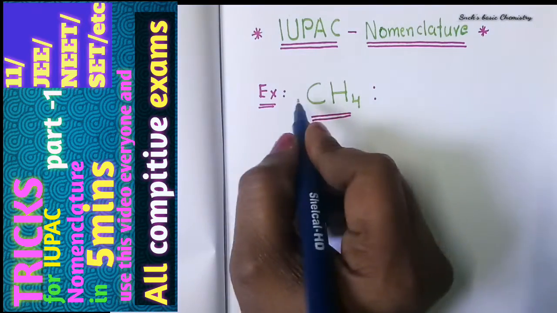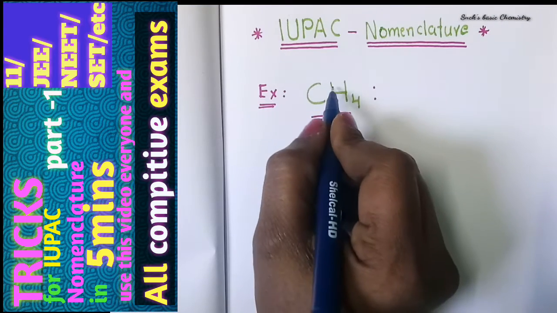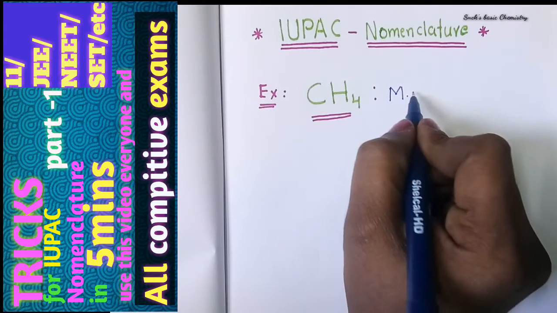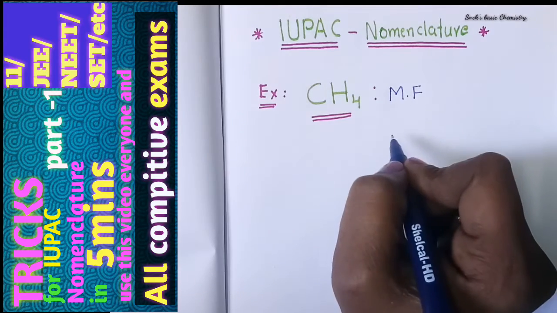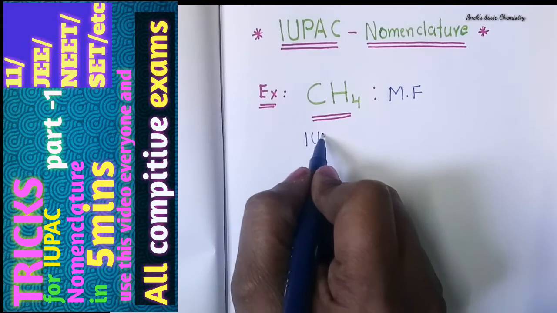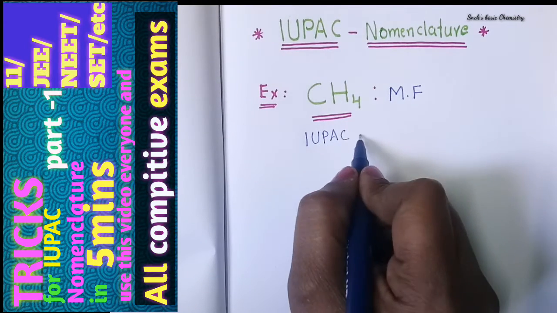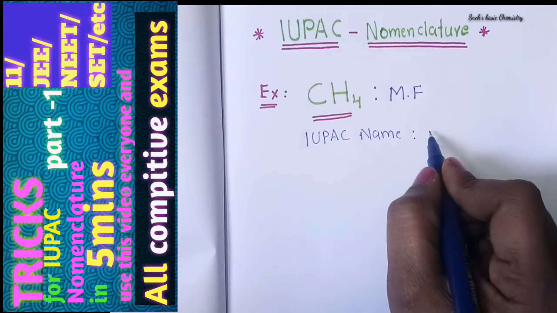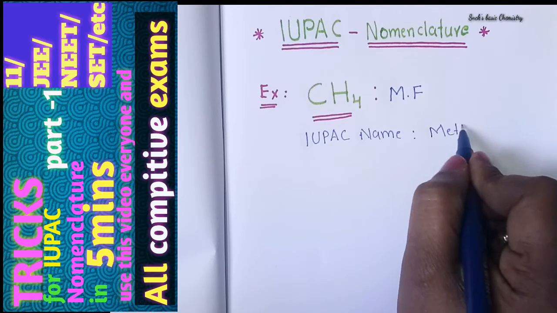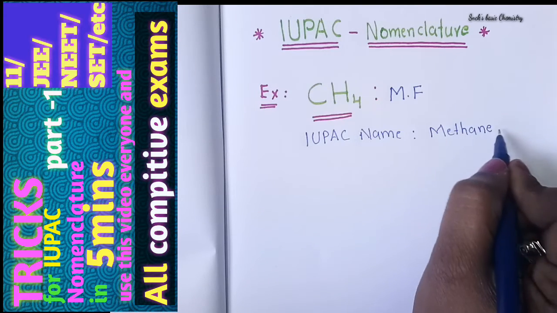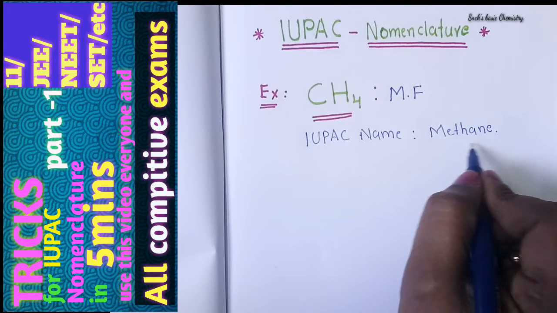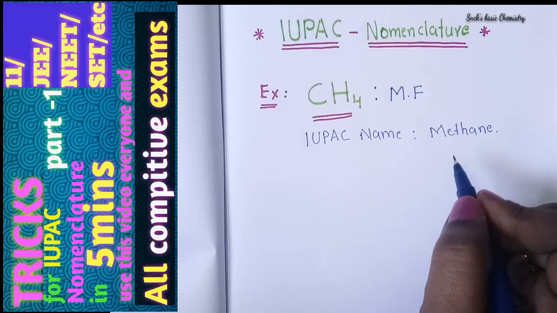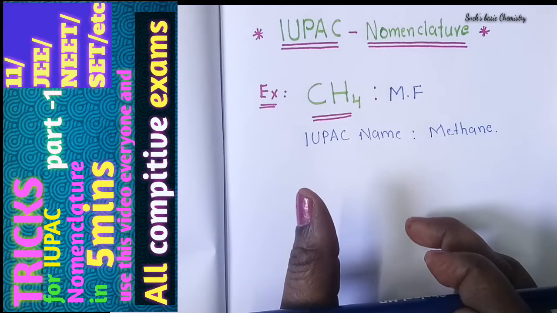In this case, methane, CH4. It is a molecular formula, and it has an IUPAC name. What is the IUPAC name? Methane. Why are you calling it methane? Why not call it prop-bute-pentane? Because we have some rules.